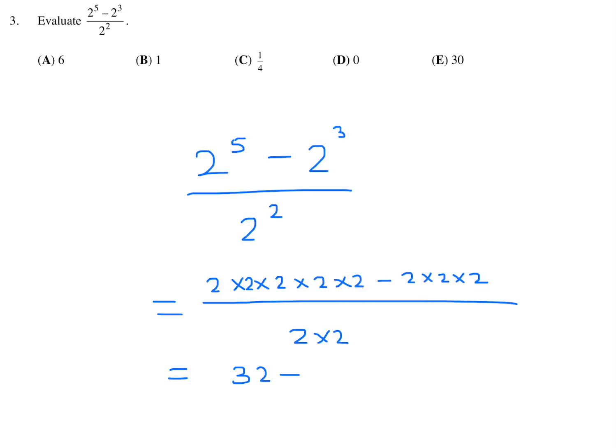So this guy here is going to be 32. This here is 8, and the denominator is 4. So 32 minus 8 is 24 over 4, and 24 divided by 4 is 6. So 3, the answer is A.